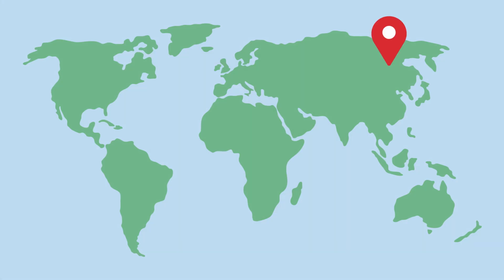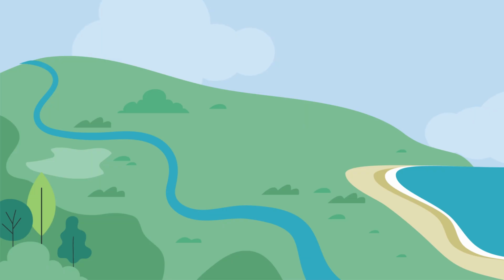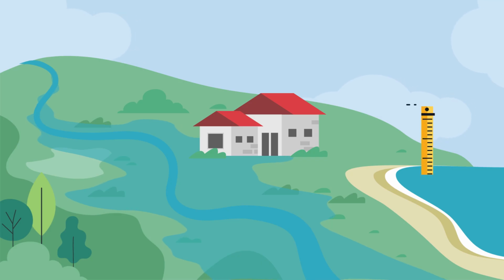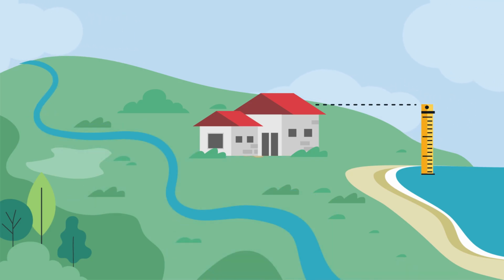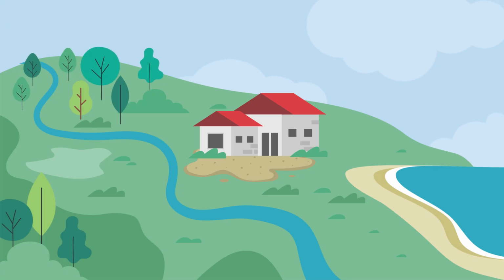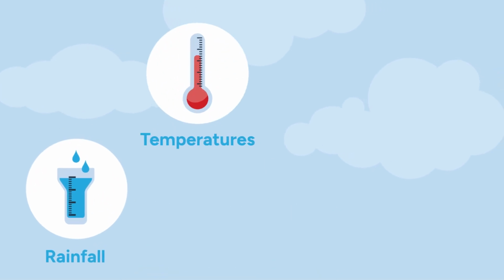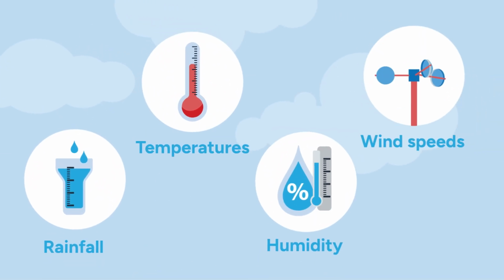Next, we place the archetype in a specific location, anywhere in the world. The climate risk engines then gather information specific to that location. Is it in a flood zone? How high above sea level is it? What type of soil is it built on? Are there forests nearby? And so on. The engines also gather long-term data from local weather stations regarding rainfall, temperatures, humidity, and wind speeds.